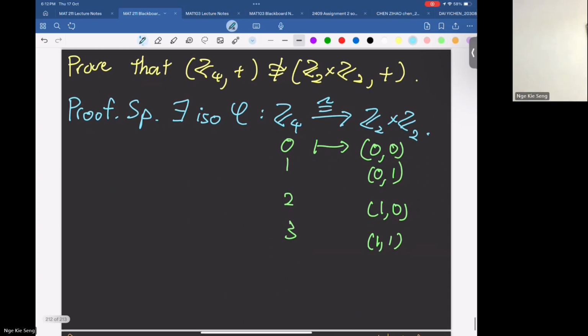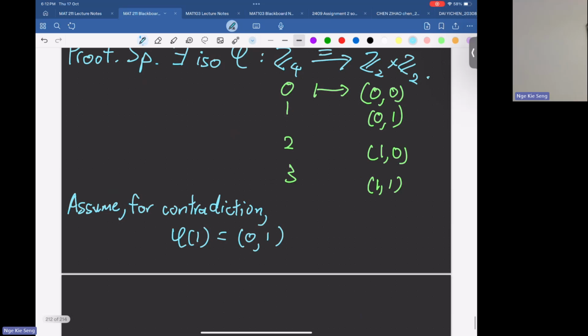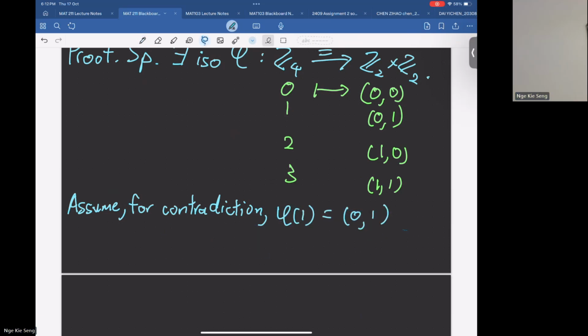Assume for contradiction, suppose phi(1) equals (0,1). Any contradiction or not? What else can you play around with here? How about considering phi(1) plus phi(1)? Let's do it. If we play around with this map, just using phi(1) plus phi(1), what do we get?